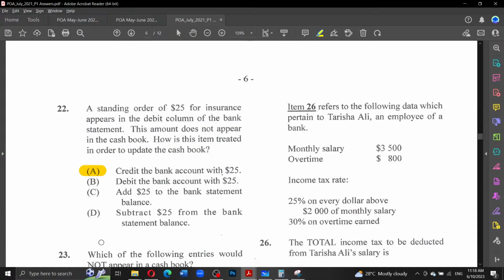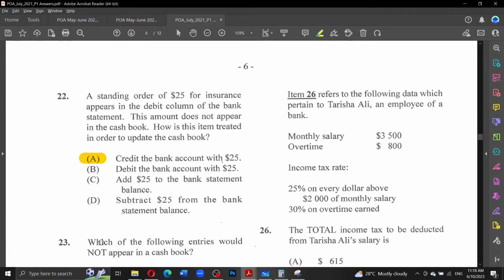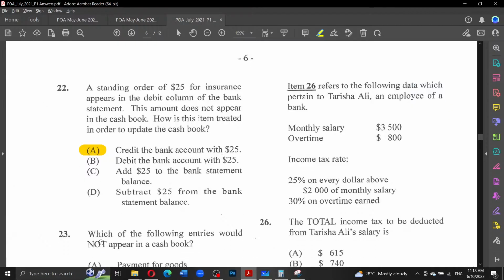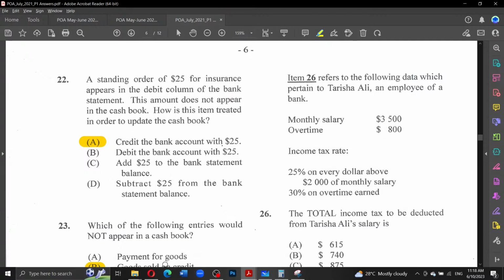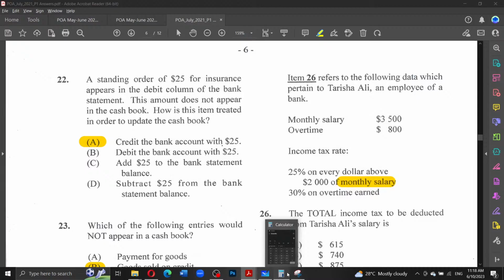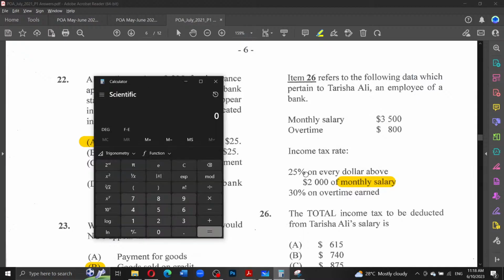Item 46 pertains to Tarisha Ali, an employee of a bank. Her monthly salary is 3,500, overtime is 800, and this here is the income tax rate. Anything above $2,000 of the monthly salary is specified here, so you're not adding the monthly and the overtime, just monthly. Anything above $2,000 will be taxed at 25%, and the overtime, the total amount is going to be taxed at 30%. The total income tax to be deducted from the salary is what?